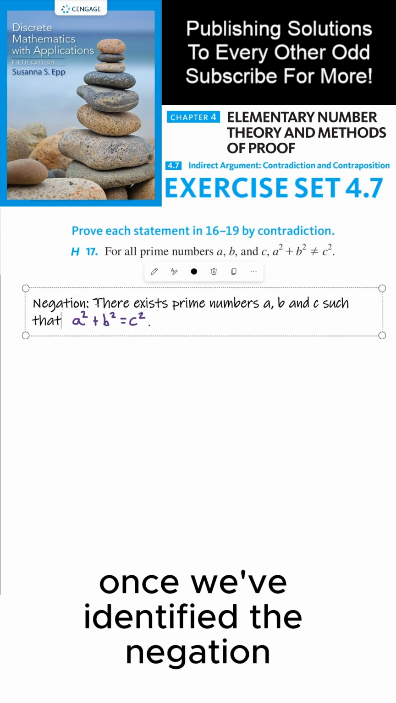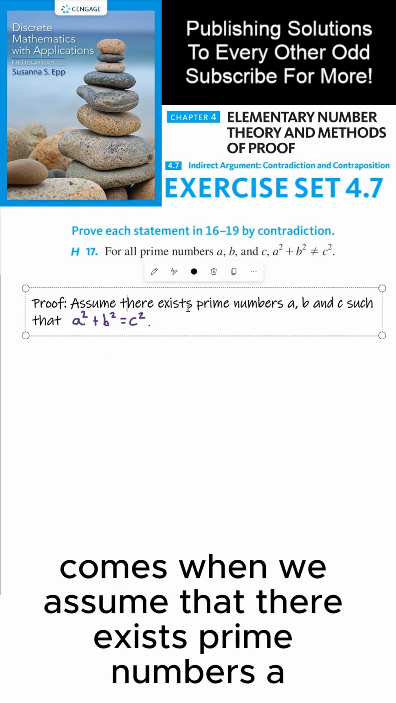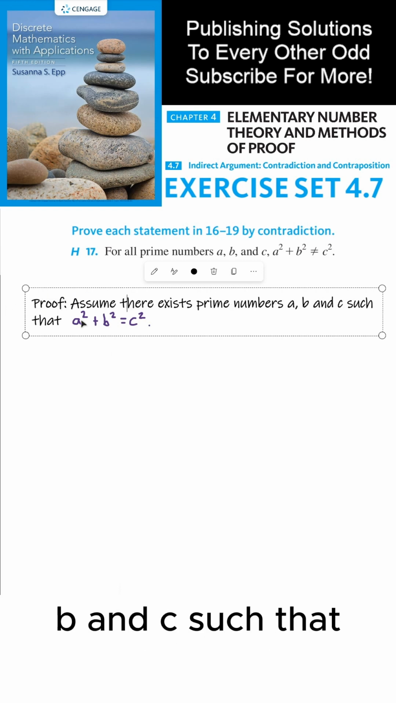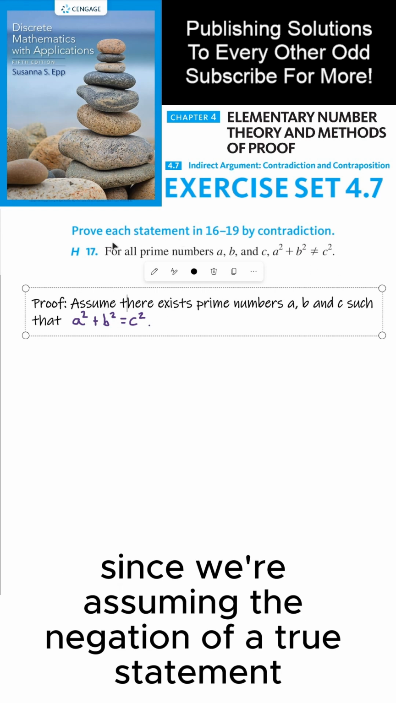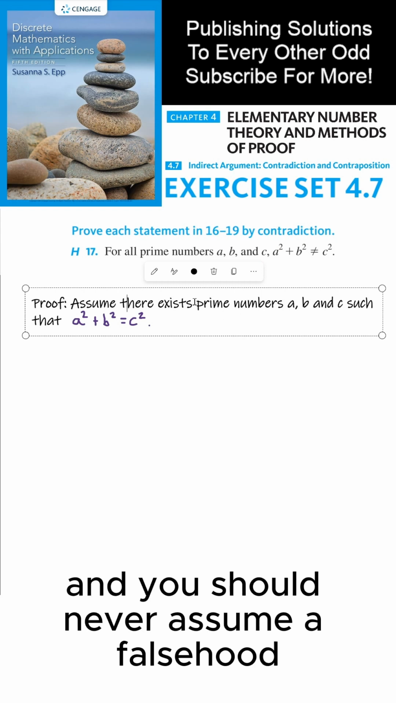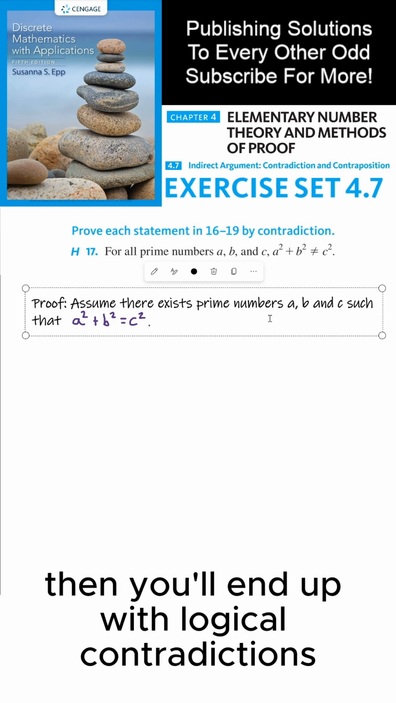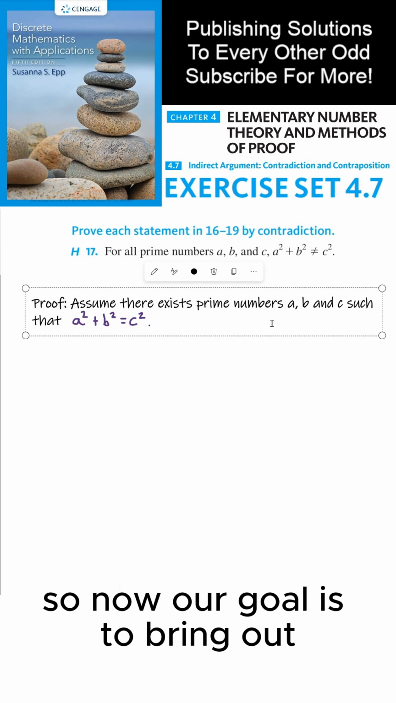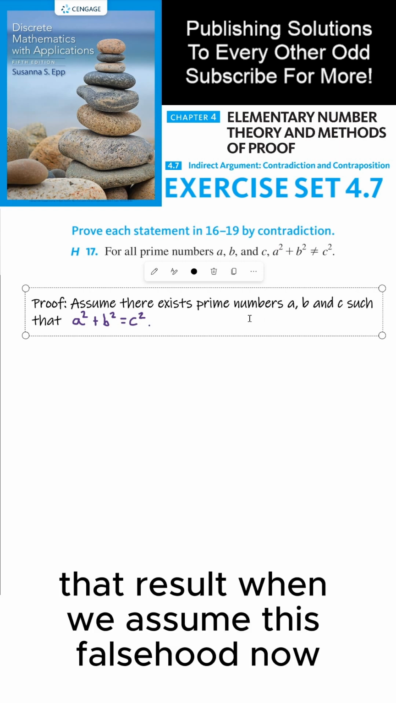Once we've identified the negation, the proof by contradiction comes when we assume that there exist prime numbers a, b, and c such that a squared plus b squared equals c squared. Since we're assuming the negation of a true statement, we're assuming a false statement. And you should never assume a falsehood, because if you ever assume a falsehood, then you'll end up with logical contradictions. So now our goal is to bring out the logical contradictions that result when we assume this falsehood.